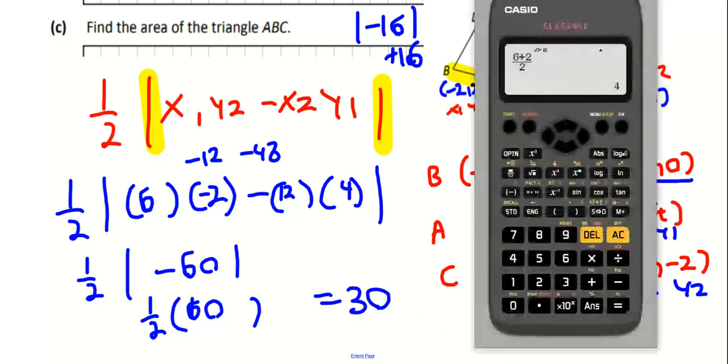Now, if you want to enter it all in the calculator, you press a half. Now, this ABS button should be somewhere here. That means absolute value, the 2 big lines, and you could enter it in as 6 multiplied by minus 2, and then take away 12 multiplied by 4. Okay, and then you press equals, and you get 30 as well. Okay, so that is 2020 question 2.